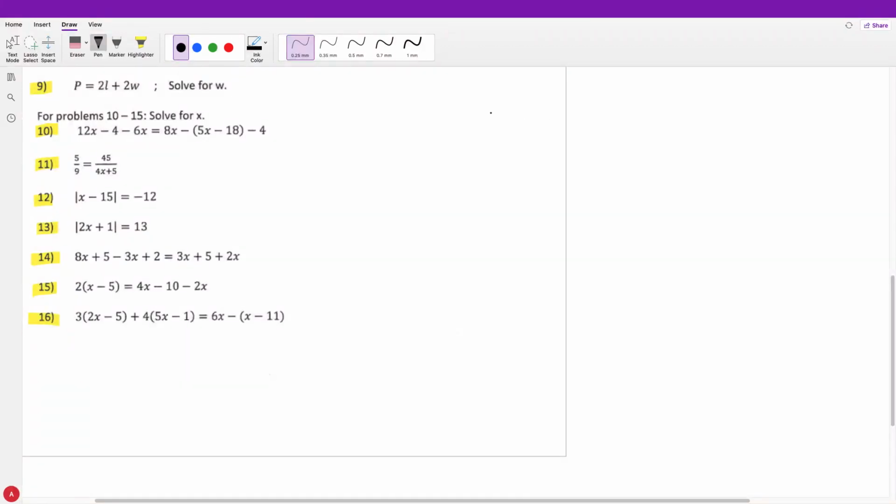All right, so now we're going to move on to question number 11. So we have 5 over 9 is equal to 45 over 4x plus 5. Now remember, I told you in class that once I start seeing that most of the students are proficient in solving this, I'll start showing you guys different methods on how to solve.